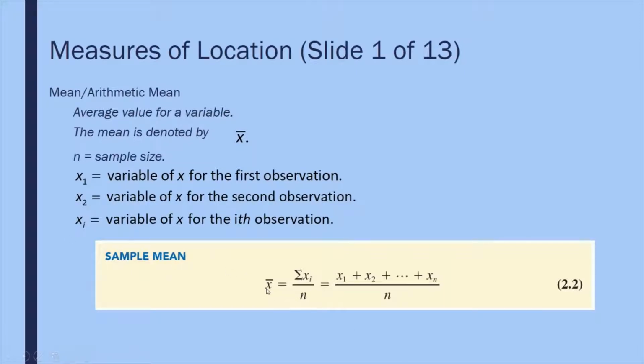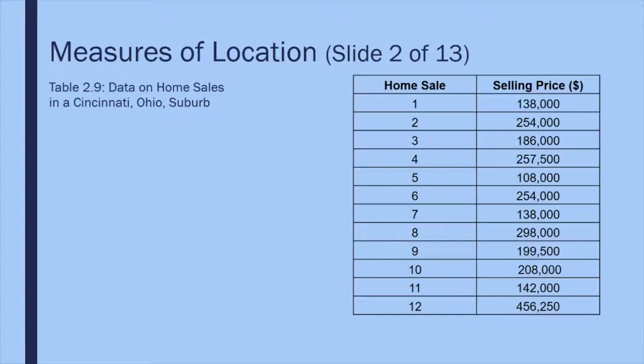X bar, which is the sample mean, is equal to the summation of x sub i over n. That is, x sub 1 plus x sub 2 up to x sub n, divided by n, where n is the sample size. Here, the mean can be found in Excel using the average function.